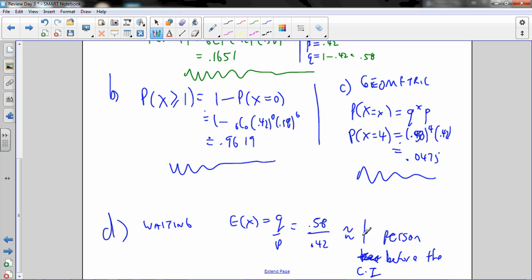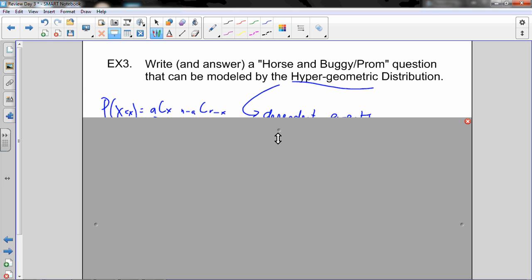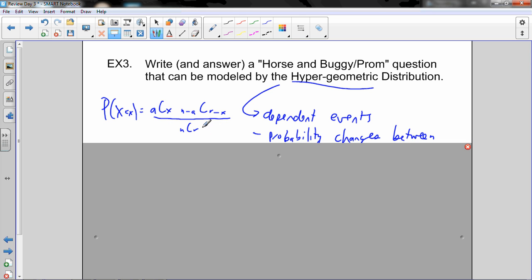Okay. Last one's a bit of a silly question, but I like it as a thinking question. It's this idea of writing your own question. Write a horse and buggy prom question that can be modeled by the hypergeometric distribution. So this tests whether you know what a hypergeometric distribution is, and it sees if you're creative enough to come up with a question that matches this situation. So hypergeometric, we got to use this formula, right? Or perhaps the expected value formula.